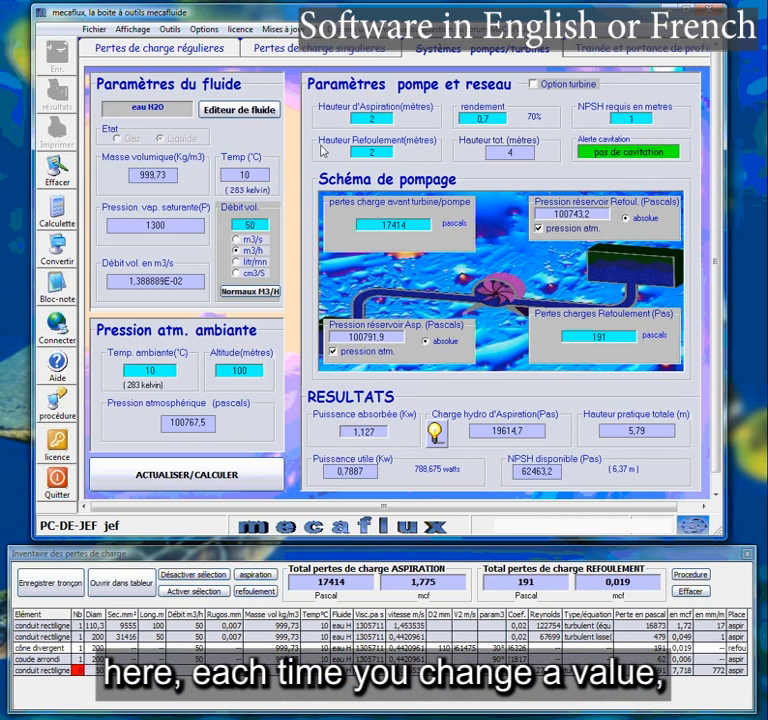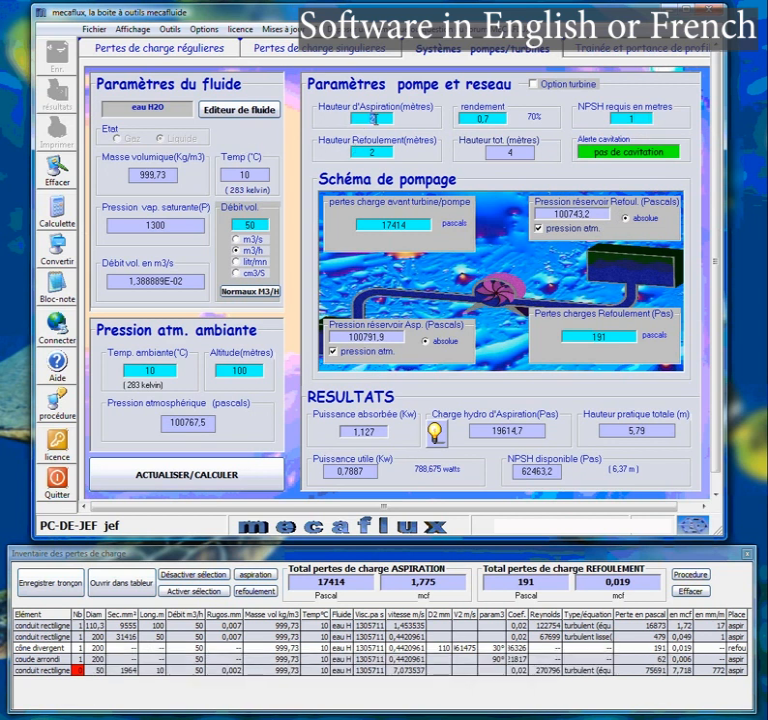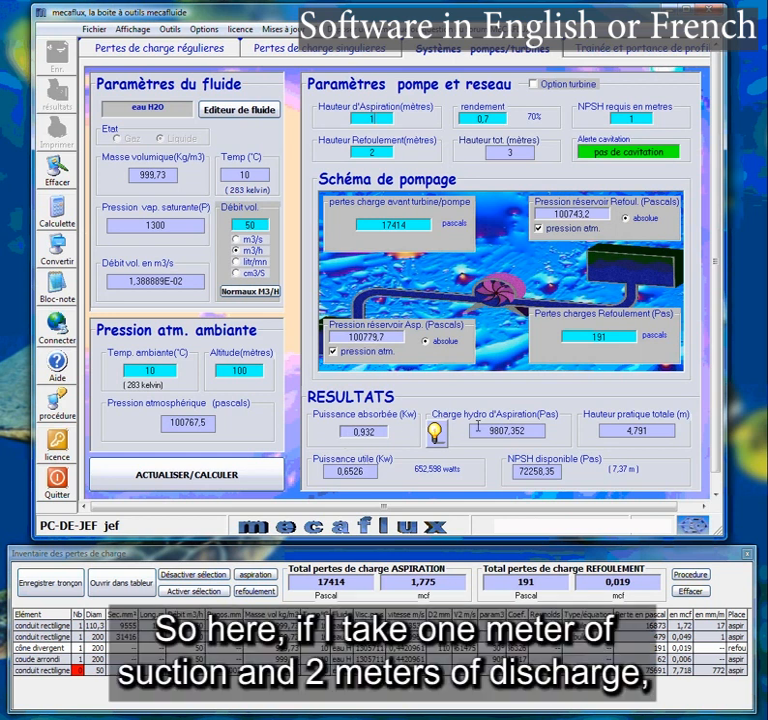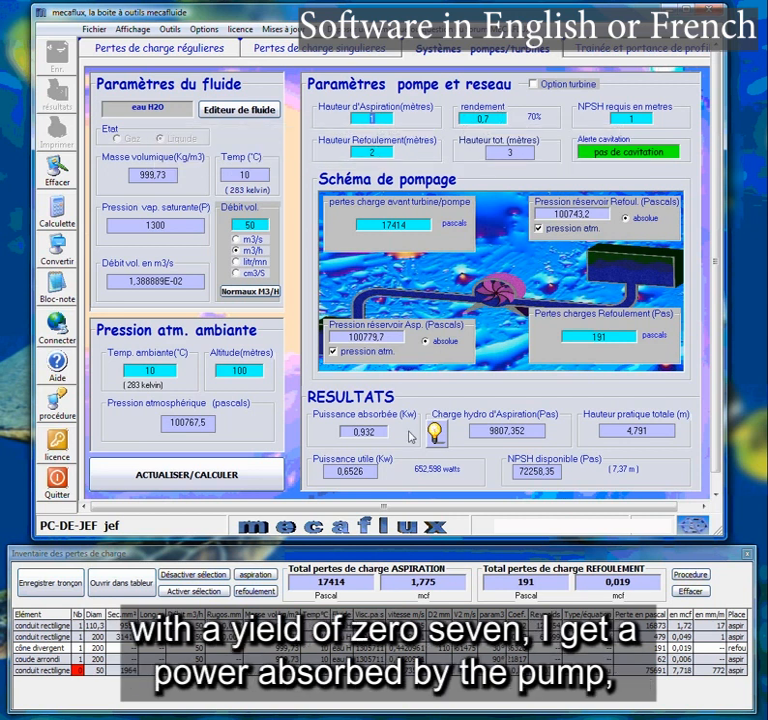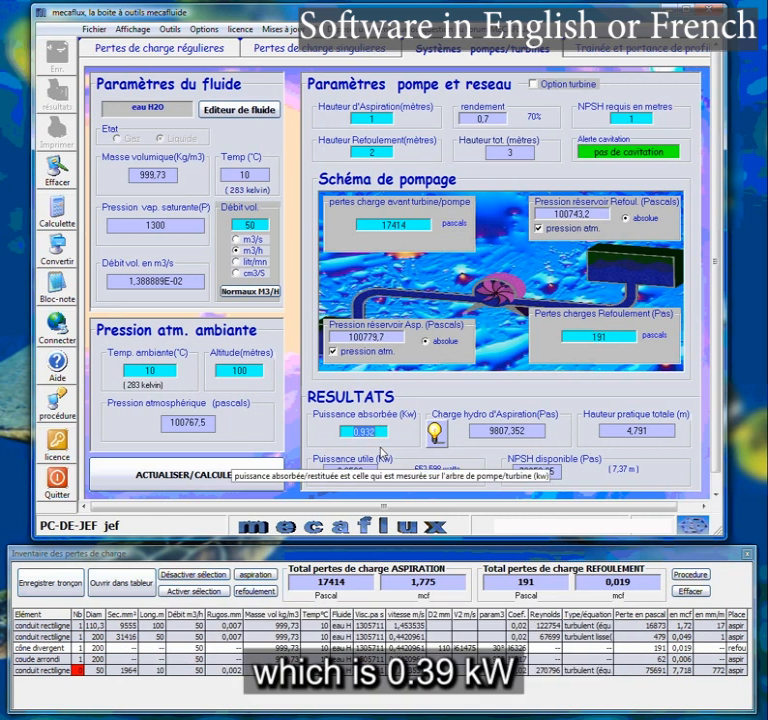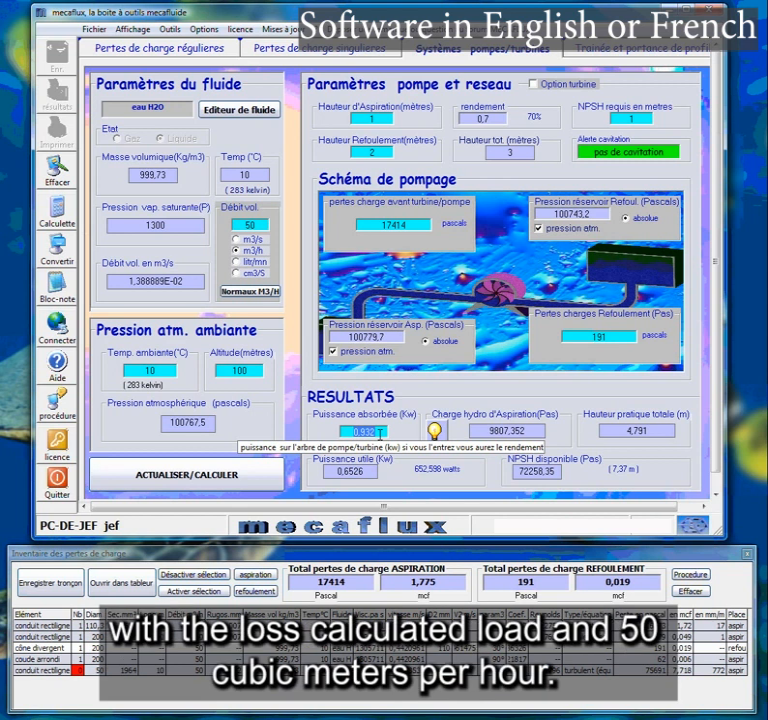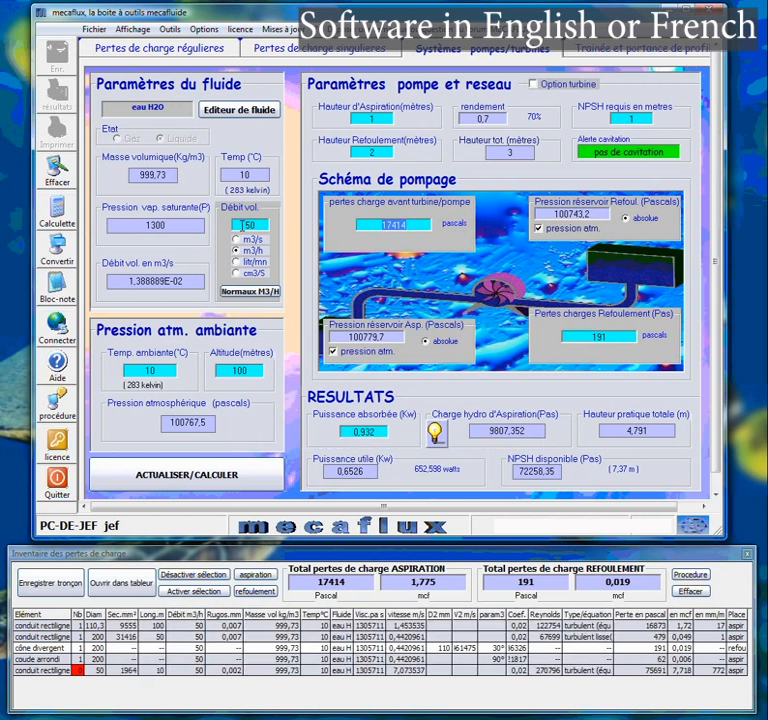Here, each time you change a value, the result is updated. So here, if I take 1 meter of suction and 2 meters of discharge, with a yield of 0.7, I get a power absorbed by the pump of 0.39 kilowatts. So here is the consumption of my pump, with a calculated head loss, and 50 cubic meters per hour.